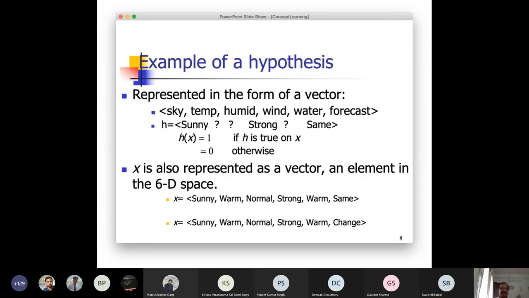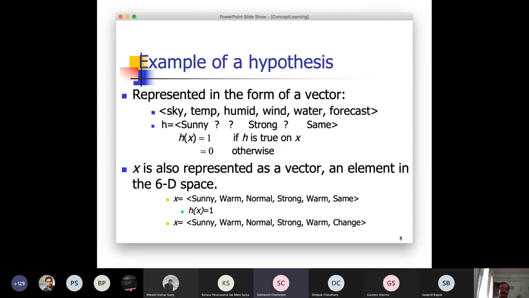Okay, so this is just an example. Can you tell me what should be the value of H for the first one? Sunny, warm, normal, strong, warm, and same. That will be 1, it is satisfying. And the second one? Sunny, warm, high, strong, warm, same. That will be 0. The forecast value is not satisfying this part.